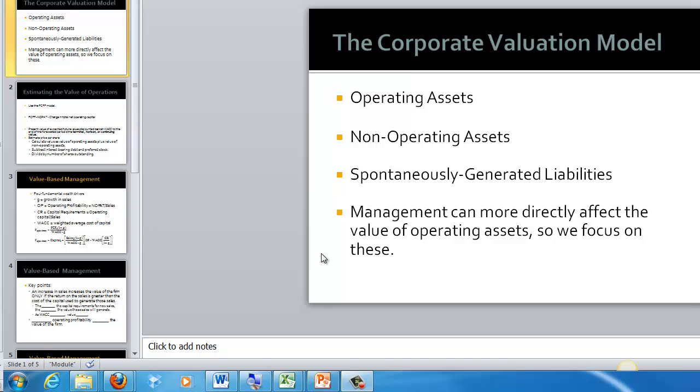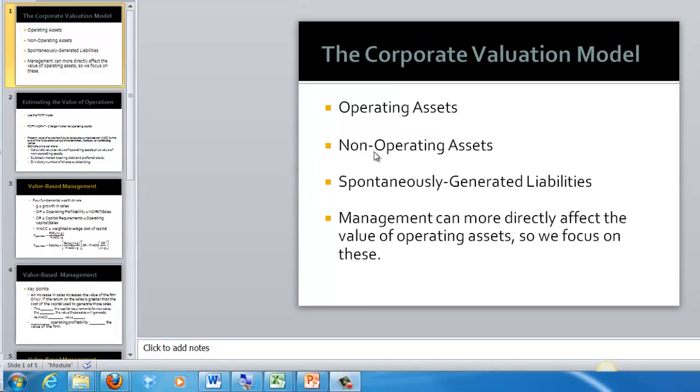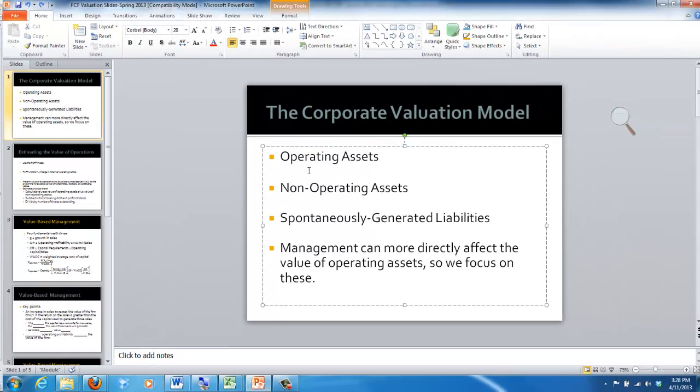So what we're talking about today is the free cash flow model and using that to determine the value of a firm. It's also referred to as the corporate valuation model. And in this model, we're going to first divide up assets based on whether they're operating assets or non-operating assets. And just as a review, operating assets are assets used in the day-to-day operations of the firm.